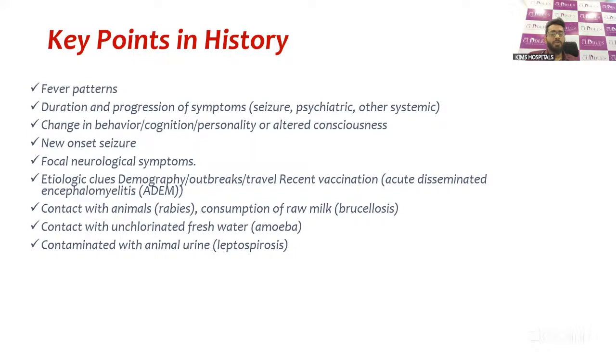Contamination with animal urine is basically very poor hygiene. We can't always get the history of water contamination with animal urine. Whenever you have a lot of slum area, there is a lot of water which is not being cleaned properly, so there's a probable exposure of animal urine into the water. So leptospirosis needs to be thought of. It's pretty endemic in Mumbai.